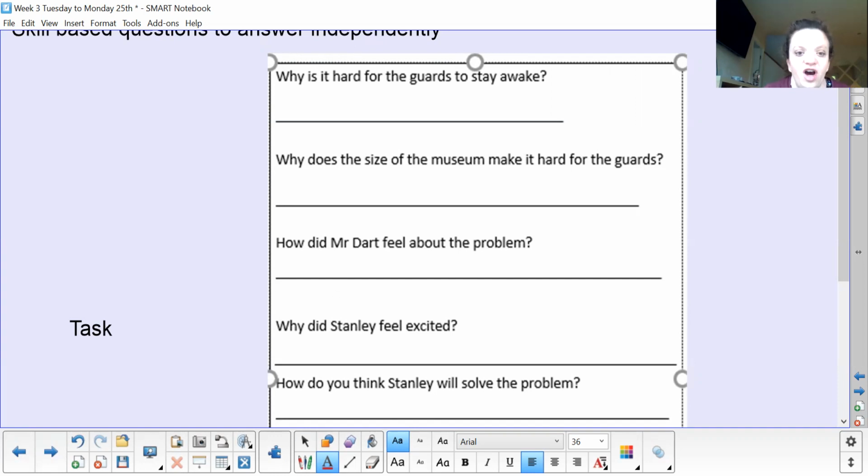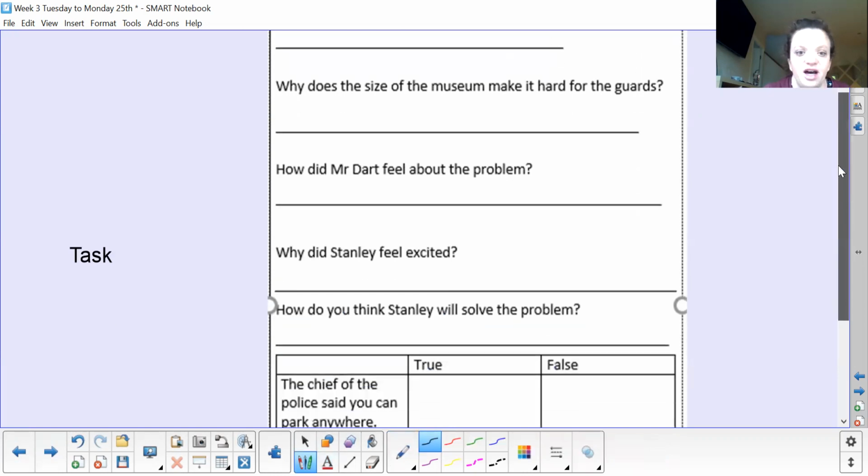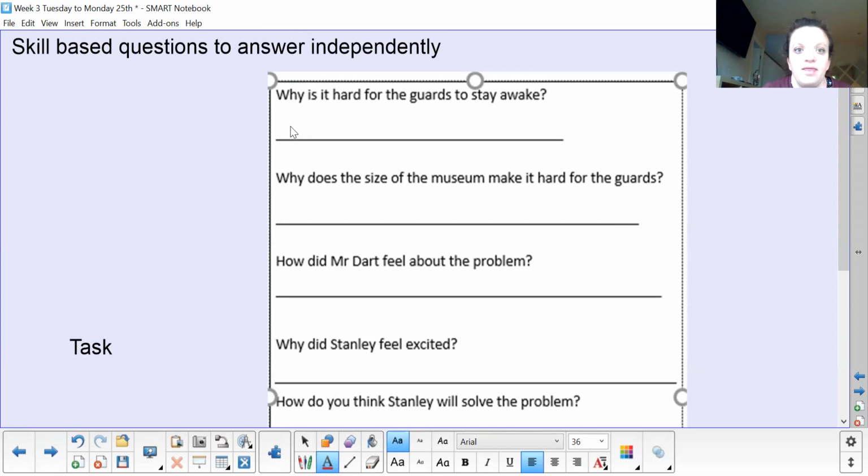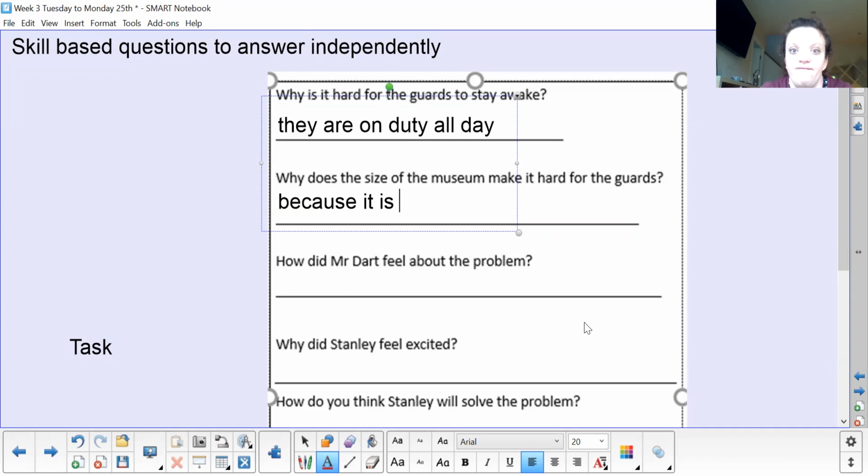Okay, well done. You should have answered those questions now. The first one is, why is it hard for the guards to stay awake? The reason is because they have been on duty all day, so it's hard for them to stay awake at night. Why does the size of the museum make it hard for the guards? Because it is very big. It's hard for the guards because it's a very big museum and they can't watch everything.